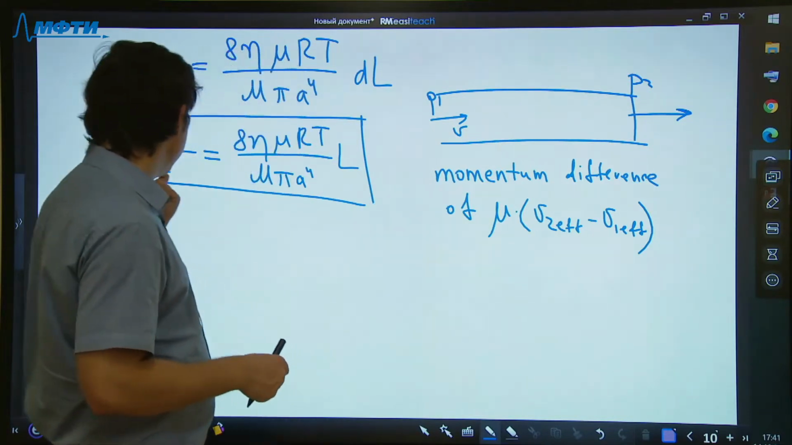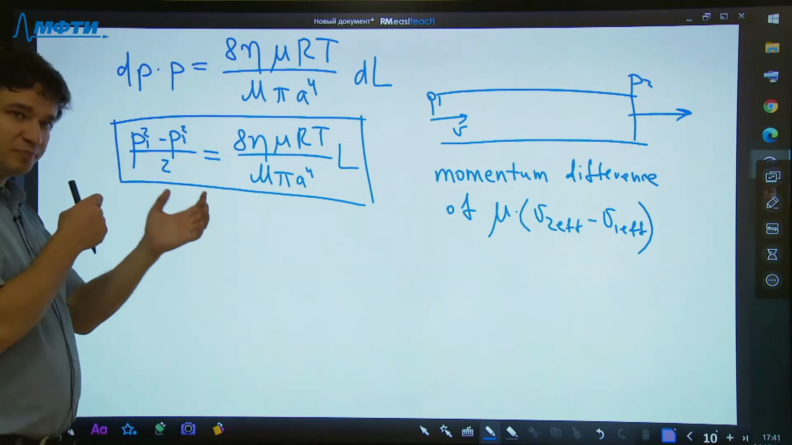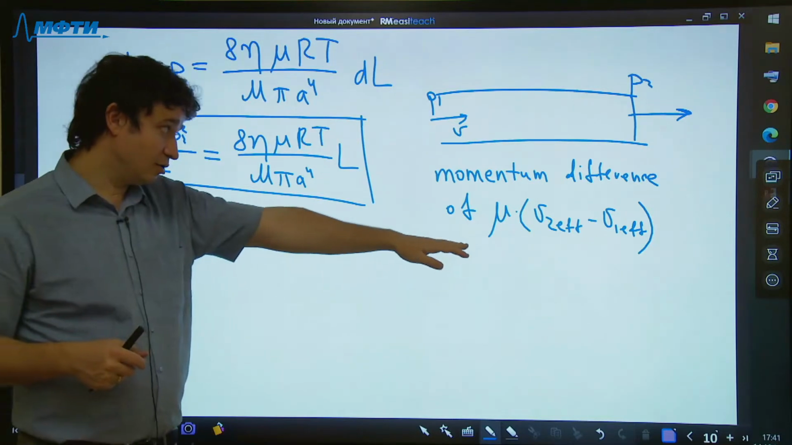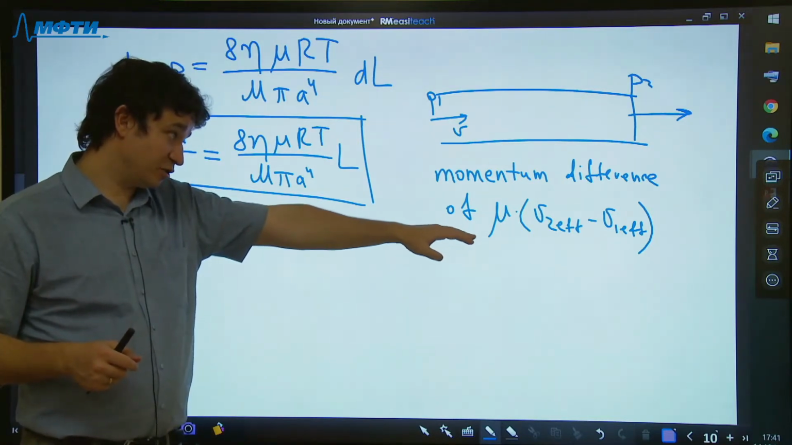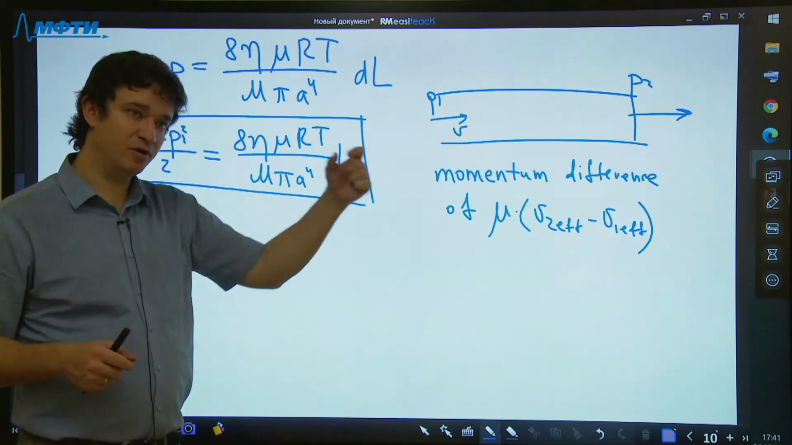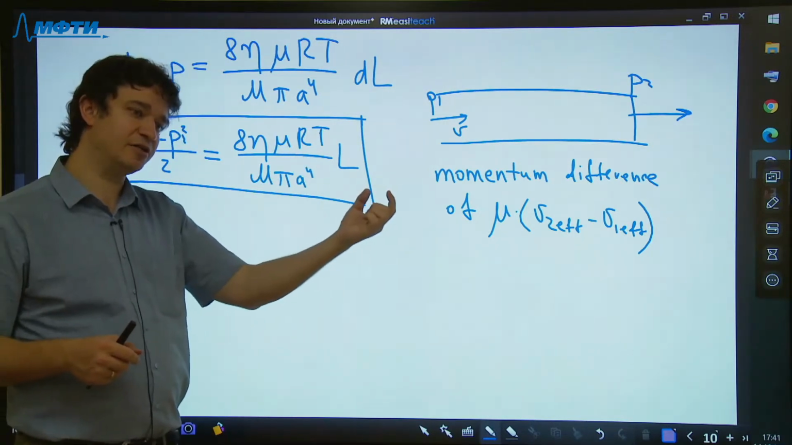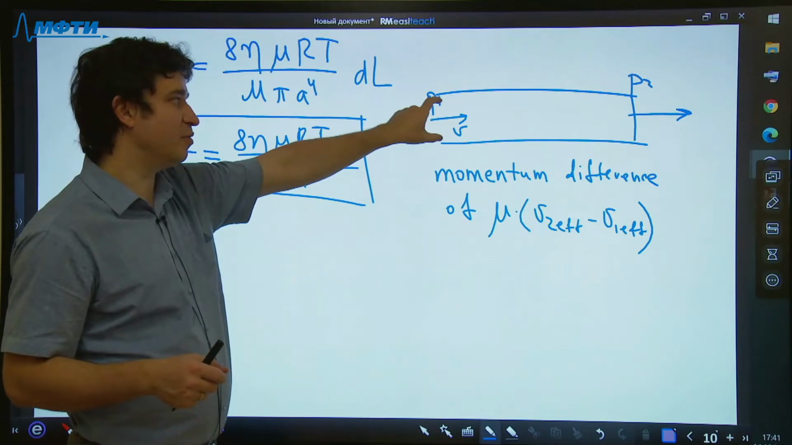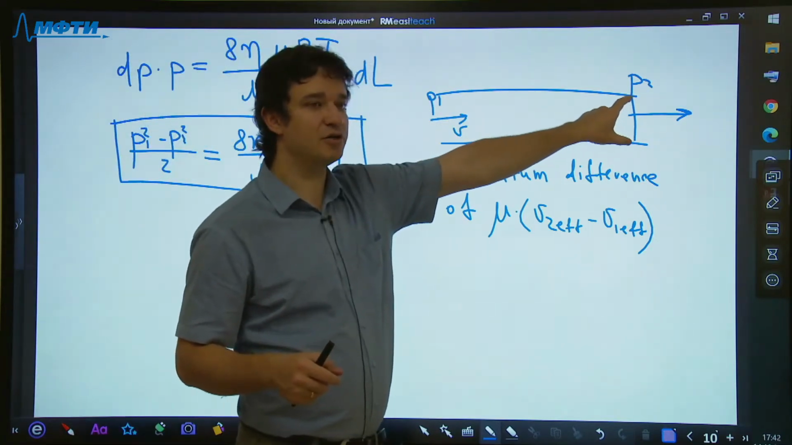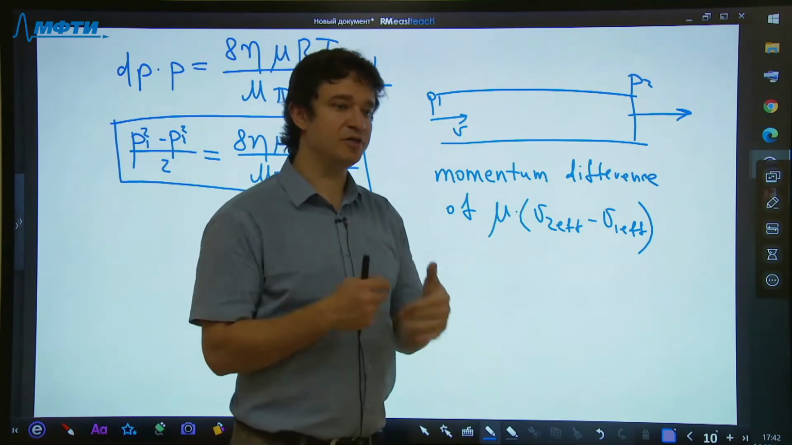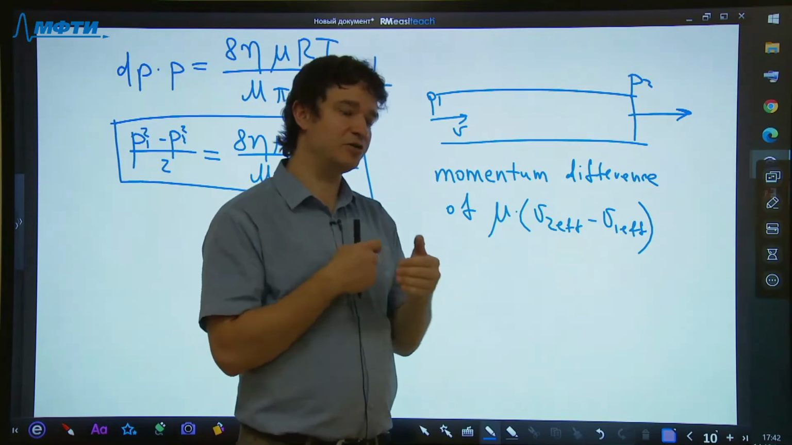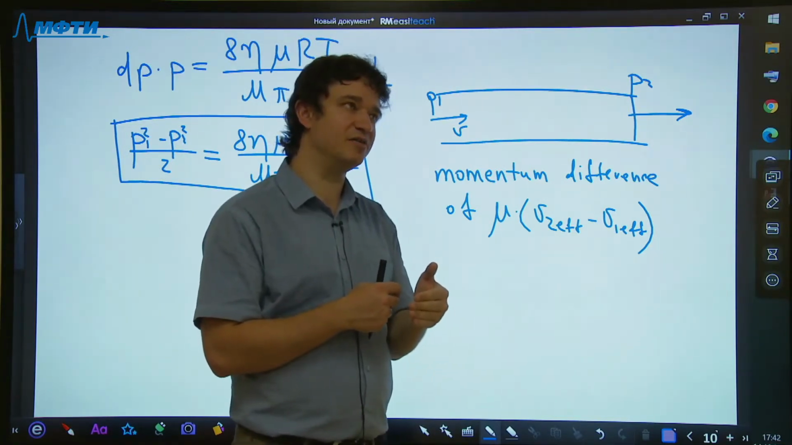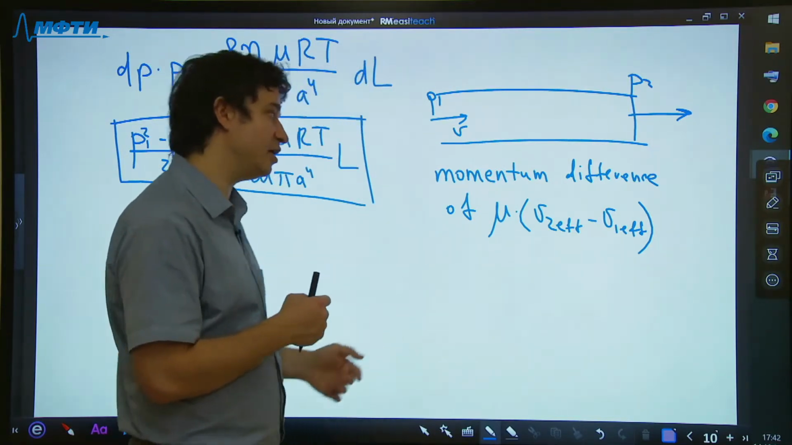So part of the pressure difference applied to the pipe goes to change the momentum of the gas on the inlet and on the outlet. So when the gas comes into the pipe, it has lower momentum than when it comes out of the pipe. So that means that actually the pressure forces are not fully compensated by the viscosity forces. So that's the main difference.